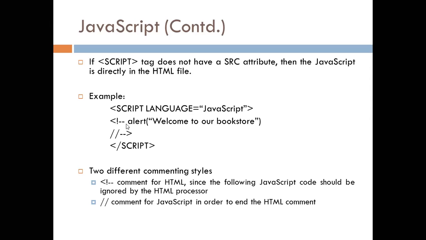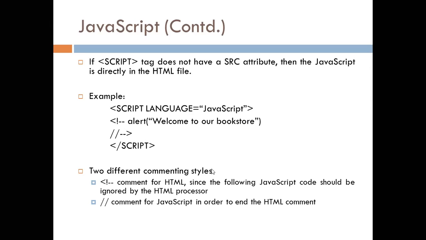So this is a comment tag. We can write alert, welcome to our bookstore. That is just a message. Alert means a message box will appear with whatever we have passed over here, along with an OK button. Unless and until that OK button is pressed, that message will remain on the screen.